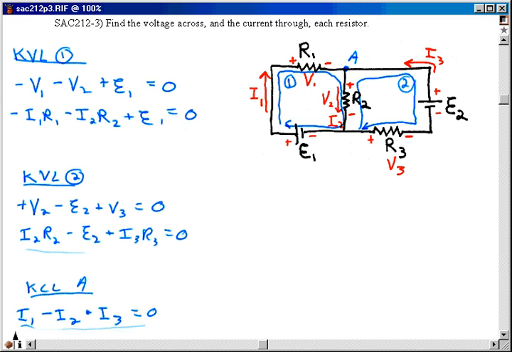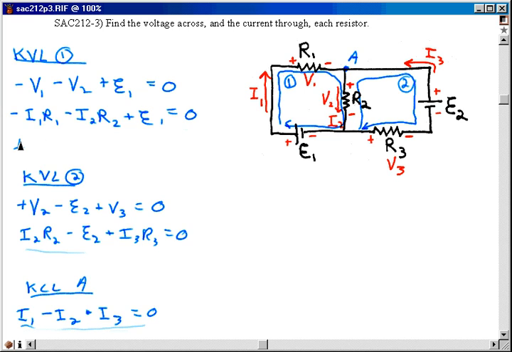So I'll try to get this just in terms of I2. I can do that by solving this equation for I1 and substituting it into there. Solve this one for I3, substitute it into there, and then this equation will just have the one unknown, namely I2. So let's go for that.